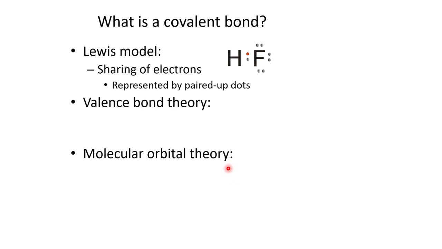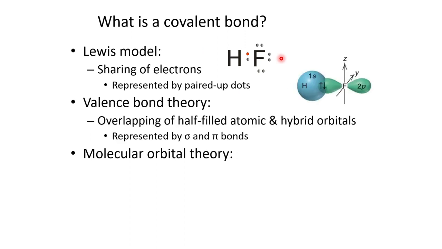So for the Lewis model, when we talk about a covalent bond, what we're talking about is the actual sharing of electrons, and we represent this with those paired up dots, where the hydrogen has 1 and the fluorine has 7, and now when they're together, they each have fulfilled their octet, or the duet in the case of hydrogen. So in the Lewis model, this is how we represent a covalent bond.